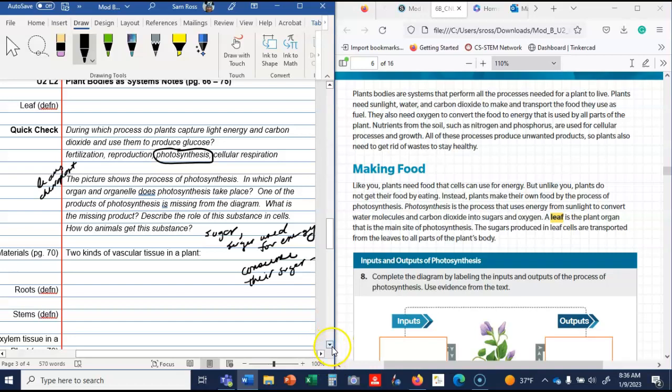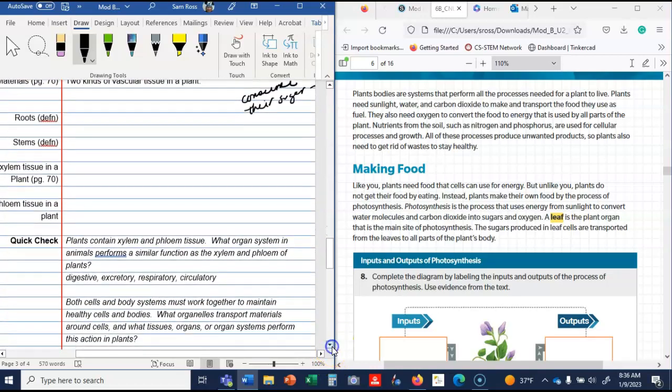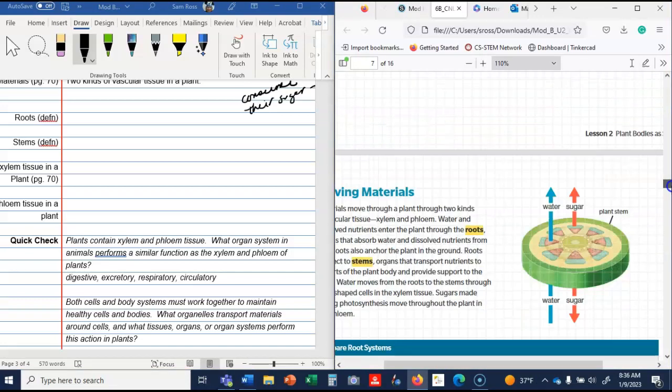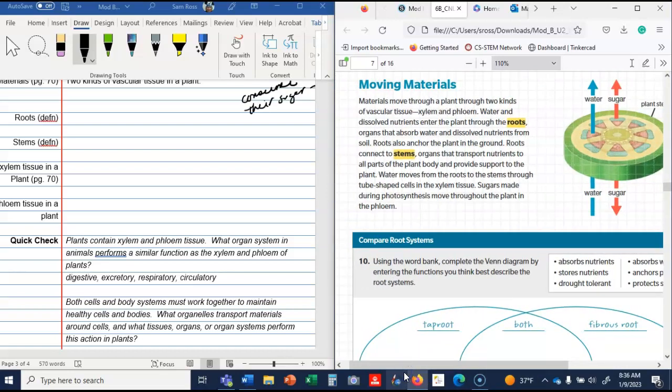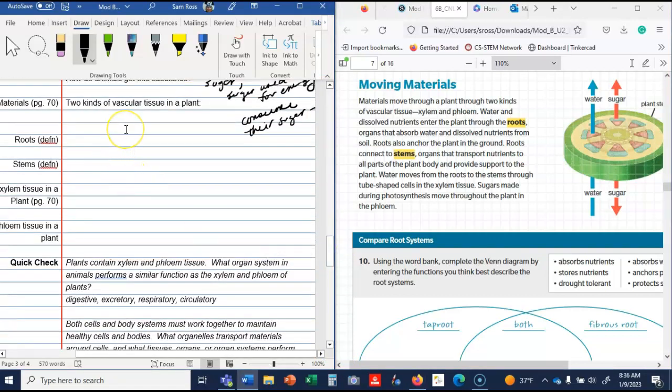All right, 2 kinds of vascular tissue in a plant. We're on to page 70. Two kinds of vascular tissue: the xylem and the phloem. So we have the roots defined and the stems defined. Roots are organs that absorb water and dissolved nutrients from the soil. Stems are organs that transport nutrients to all parts of the plant body and provide support to the plants.